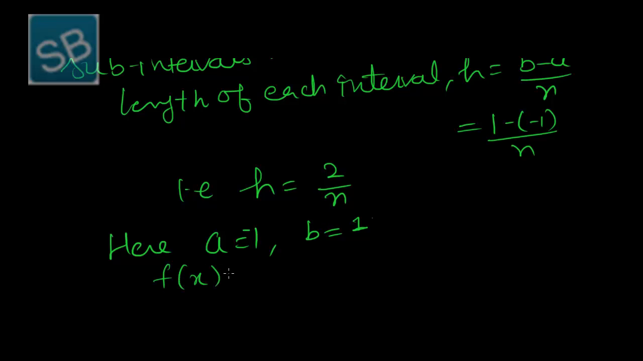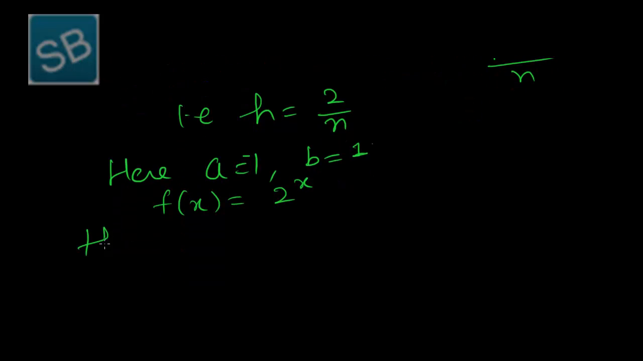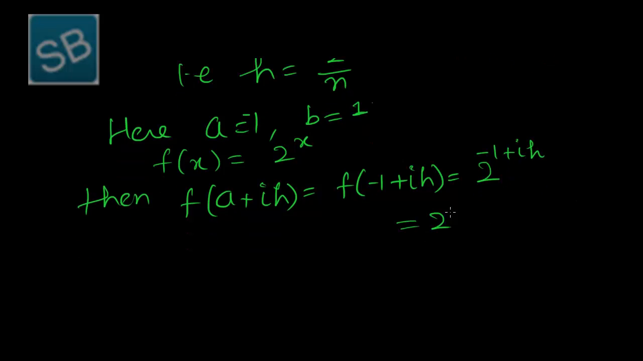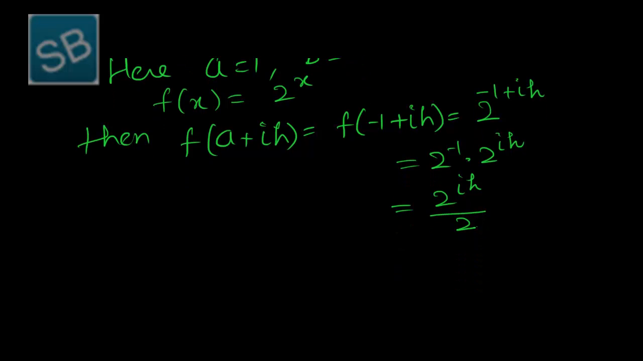And f of x is equal to 2 raised to power x, then f of a plus ih is equal to f of minus 1 plus ih is equal to 2 raised to power (minus 1 plus ih), that is 2 raised to minus 1 into 2 raised to power ih. We get 2 raised to power ih over 2. As we know, as n tends to infinity, h tends to 0.